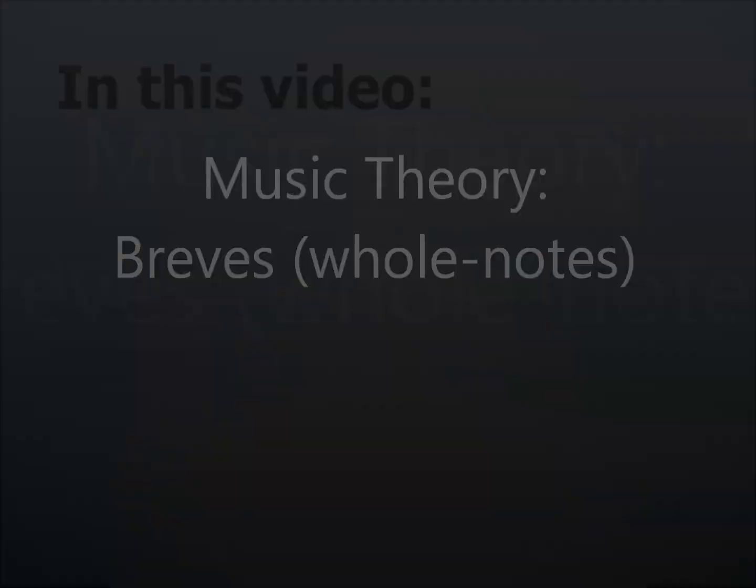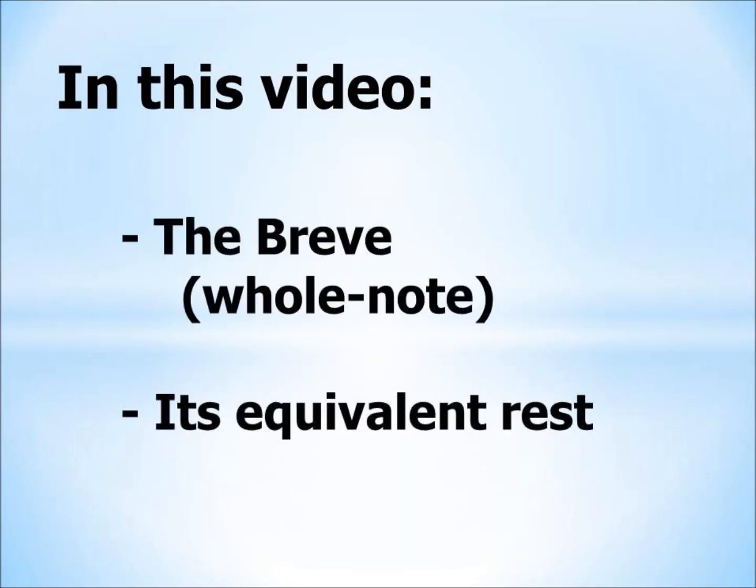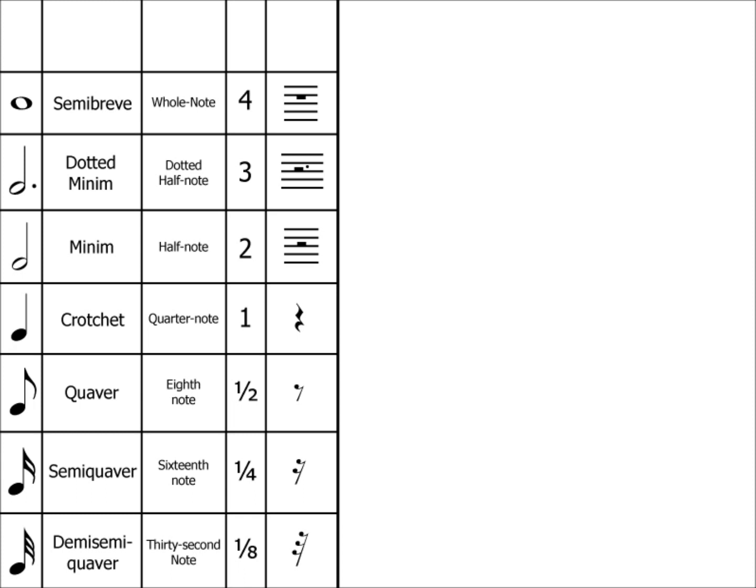In this short video, I will be explaining the Breve and its equivalent rest. If you watched my video about note names and demi-semiquavers, then this list at the side of the screen will be familiar to you. I'm going to add another note here, the Breve, which has a value of 8. If you're more familiar with the American system of naming notes, it's also called a double whole note.